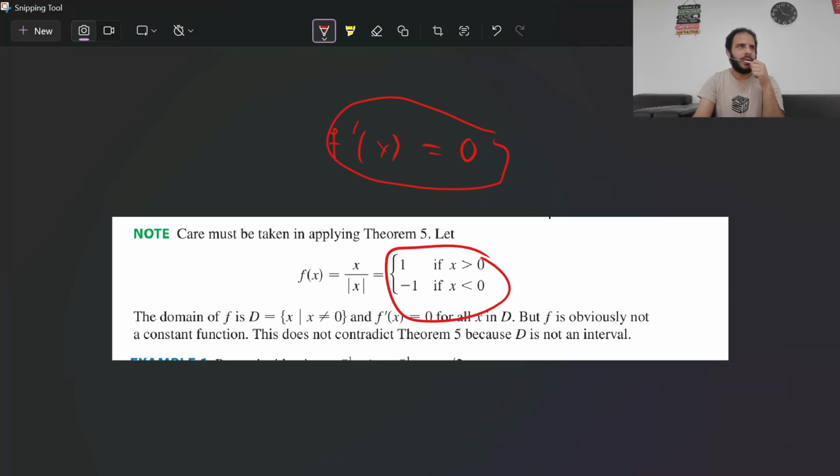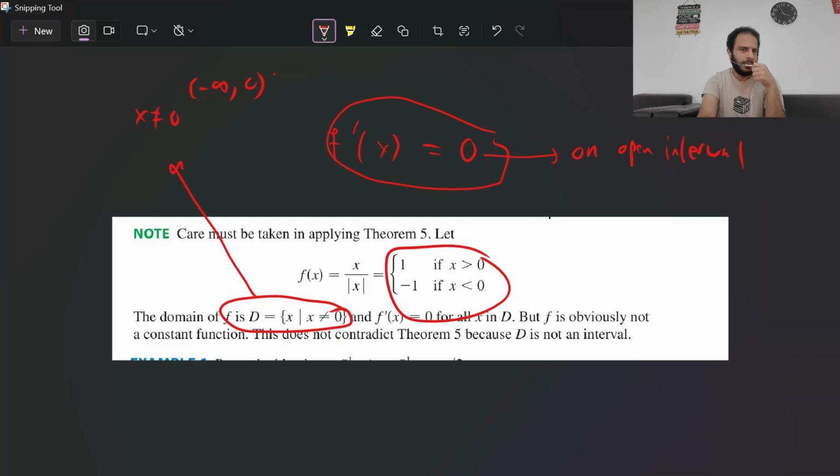No, it doesn't contradict the theorem, because the theorem tells us about the derivative on an open interval, right? But is it an open interval here? See here, this set, is it an open interval? No, right? Because this set tells you that x is not 0. What's the meaning of x is not 0? Then minus infinity to 0 open, union 0 to infinity, right? Here this is not an open interval, this is two open intervals, so it's not an open interval, right? For an open interval you need one, just one.